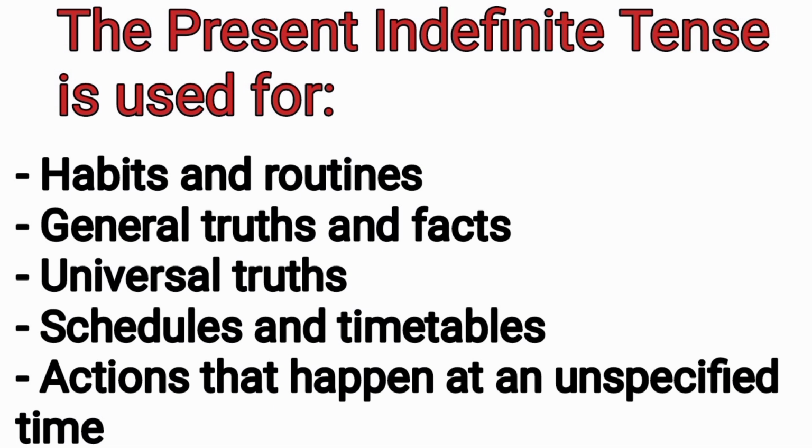Now, how is the present and definite tense used? For habits and routines, general truths and facts, you can say universal truths. It shows universal truths also. Schedules and timetables. Next we have actions that happen at an unspecified time.